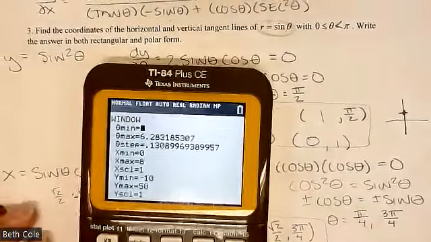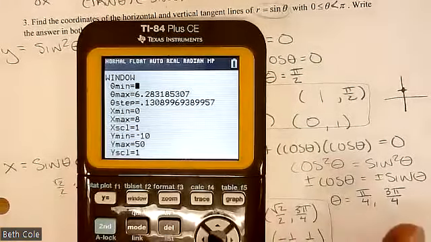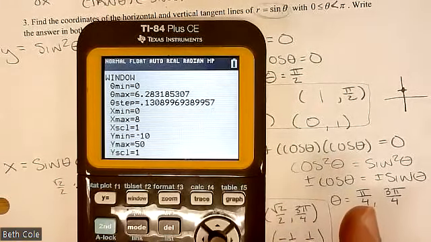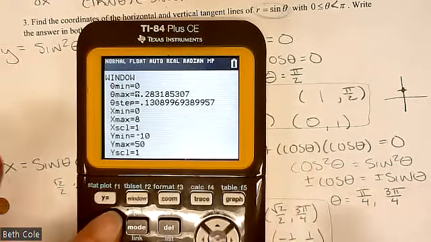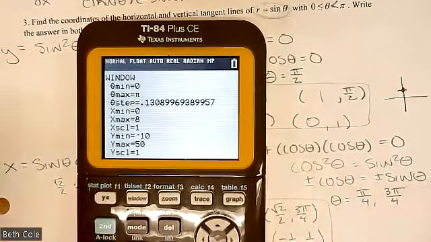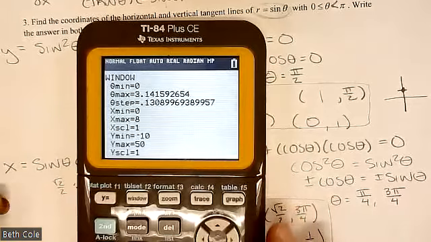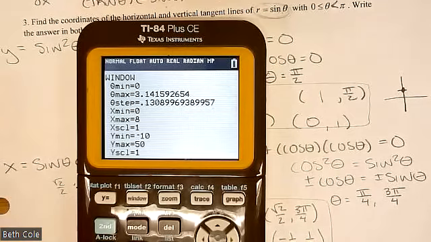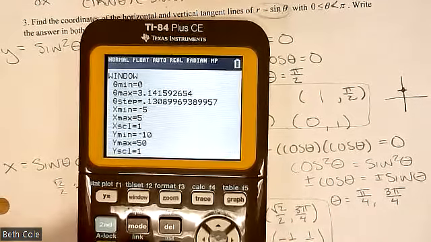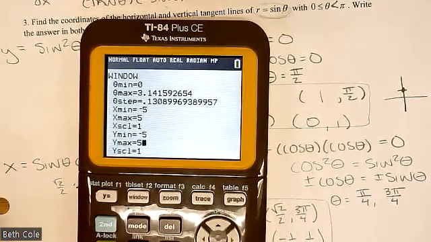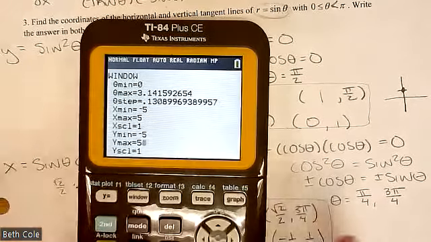And then hit window. We wanted our thetas to go from 0 to where? 0 to pi. So change that to 0 to pi. Leave the theta step around 0.1. That's fine. I think if we make both of these -5 to 5 will be good. Just make all the minimums -5 and the maximums +5. I think that'll be good. And then hit graph.